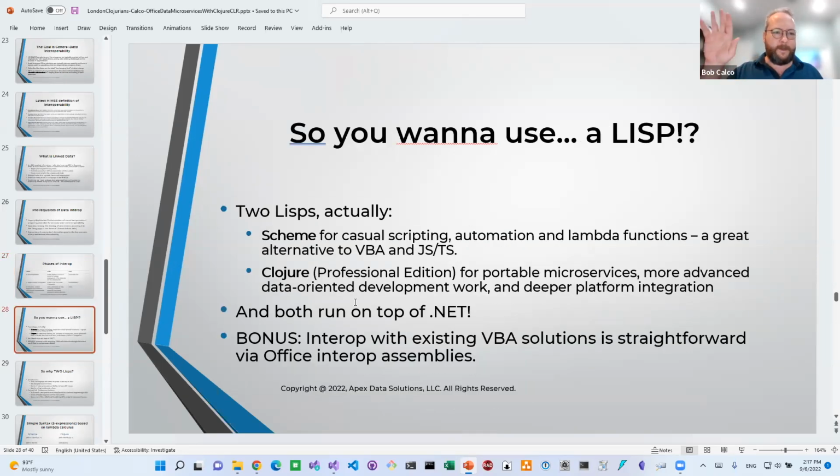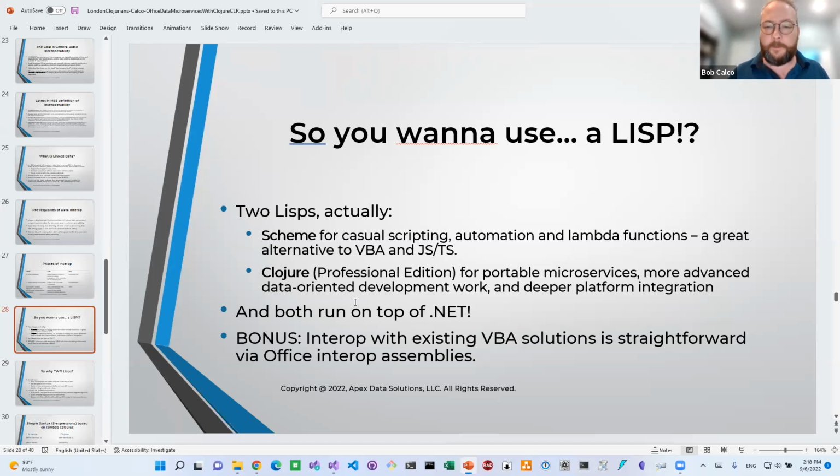Okay, let's get back to why Lisp again. Scheme for casual scripting, automation, lambda functions, great alternative to VBA, and JavaScript / TypeScript. And incidentally, that's where Microsoft's moving with their add-ins. They're getting people to try to create Node.js add-ins, and those haven't really proven themselves performance-wise yet, which is why they haven't taken off. That's where Microsoft's pushing the world. So VBA people, I want to teach them Scheme so they can be masters of their own fate with respect to that.